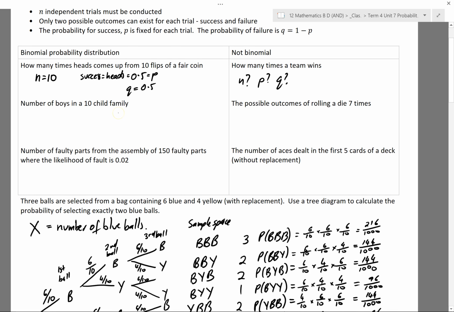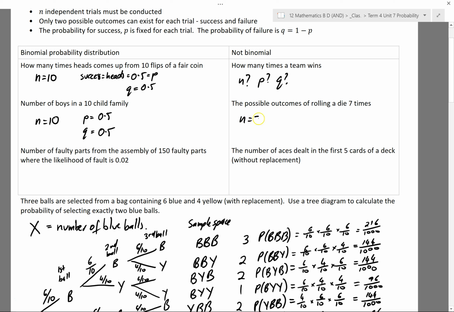Okay, number of boys in a 10-child family. We're going to have 10 trials. Success is a boy, which would be, again, a half. Failure would be getting a girl. Okay, it doesn't necessarily mean success and failure, it's just the thing that we're interested in. 0.5. Okay, so it looks good. Binomial probability distribution.